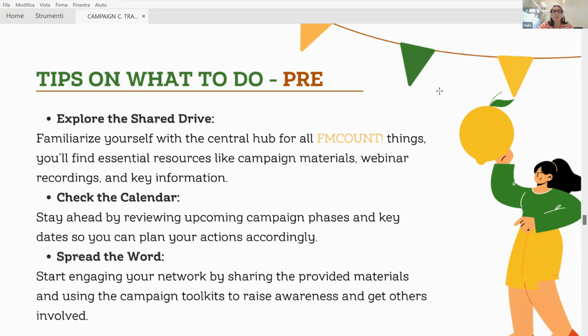Then I suggest you always check the calendar, and the calendar is inside the shared drive, because we are going to upload all the key dates there, and actually they are already there, so mark your calendars and you will not forget. And then, of course, you always have to spread the word to reinforce the message of this campaign and the goal that we have as a community.